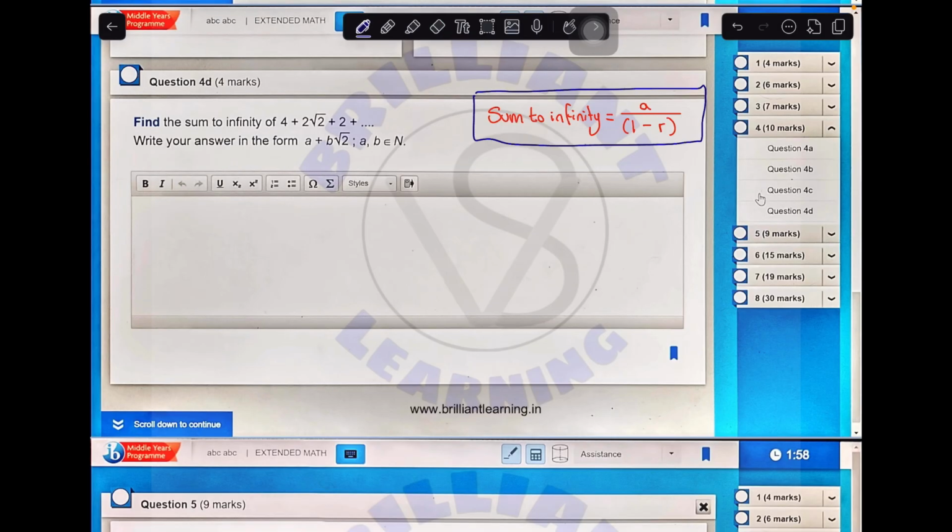Okay guys, sorry, I forgot to add question 4D onto the previous recording, so here it is. So we want to find the sum to infinity of 4 plus 2 root 2 plus 2 and so on. So write your answer in the form of a plus b root 2. So our sum to infinity formula is there, where a is our first term, r is our common ratio. So our sum is going to be equal to 4 over 1 minus root 2 over 2.